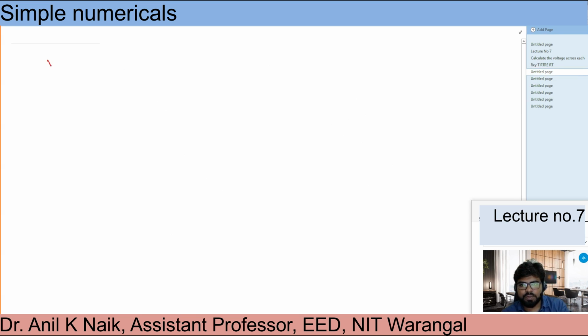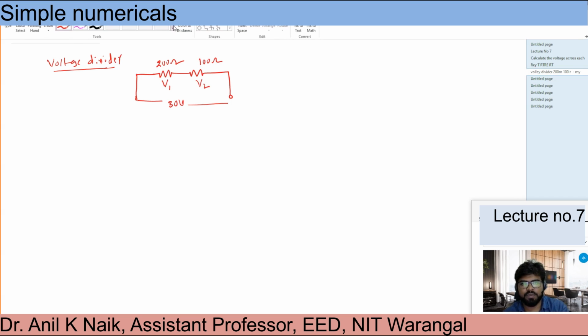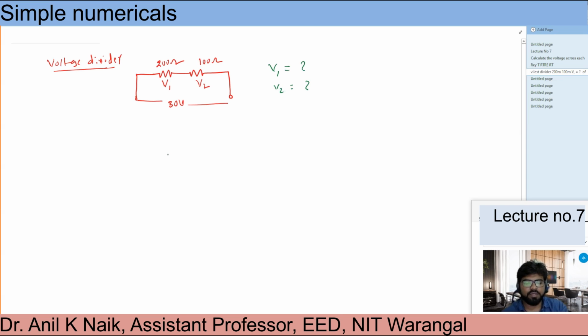Now we're going to talk about the concept of the voltage divider technique. So this concept we already taught to you, and I want to do one numerical on this. So I will take different resistors which are connected like this, and here the supply given is 30 volts, and resistance is given 200 ohms and 100 ohms, and I need to find what is V1 and what is V2. So this is what is asked to find.